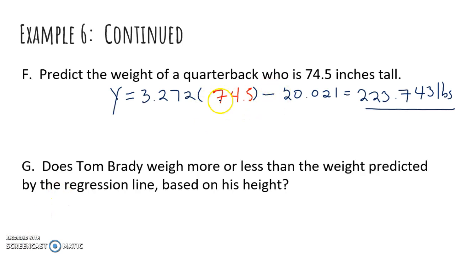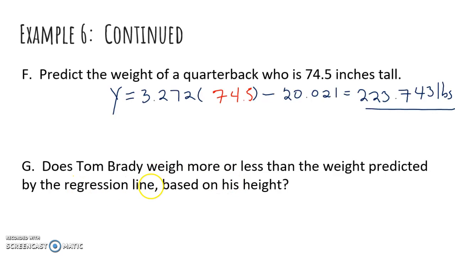Predict the weight of the quarterback who is 74.5 inches tall. Okay, so I've substituted 74.5 into the equation. 3.272 times 74.5 inches tall minus 20.021. And if I typed it into my calculator correctly, you get 223.743 pounds.